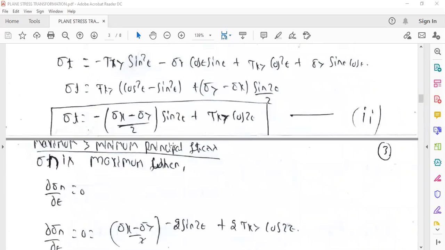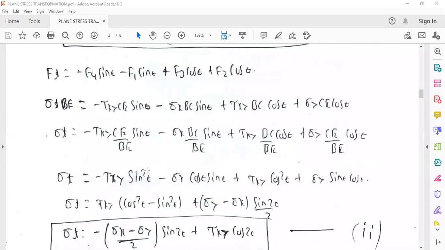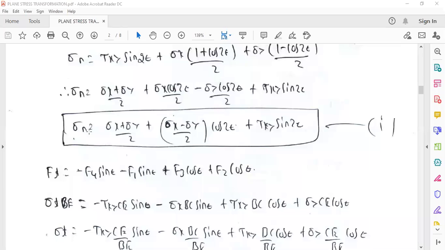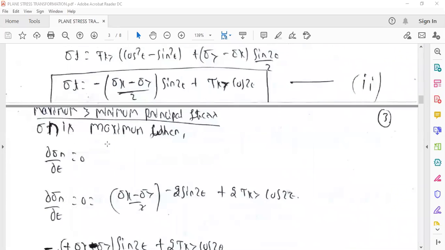So if I want to know which are the planes of maximum principal stress, if I say sigma is maximum, these are the planes of maximum principal stress and there are no shear stresses acting on these planes. So in order to find the planes on which there are only normal stresses, that is the planes of maximum normal stress, we need to differentiate it once.